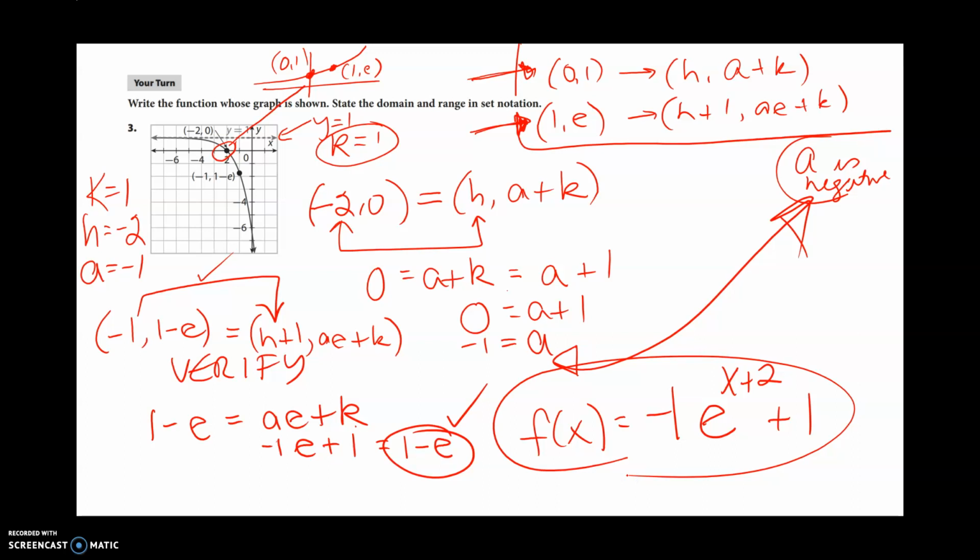All right, so looking at this one, let's say I ask you the domain and range. Well, it's exponential. The domain is always all real numbers. Range, it's below, right? It was reflected, so it's below the asymptote. So it's from -infinity up to the asymptote, not including it.